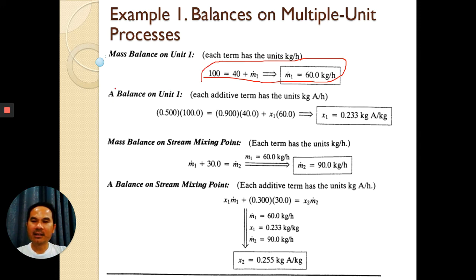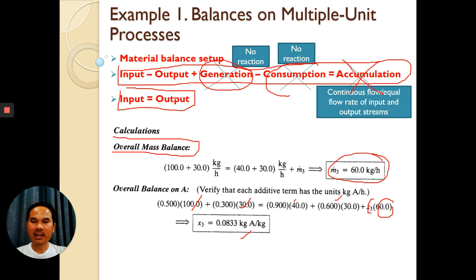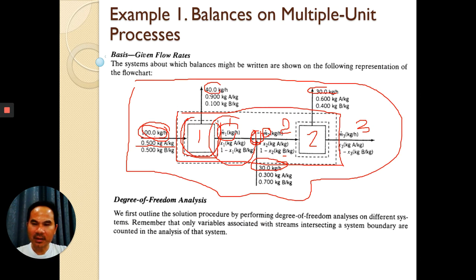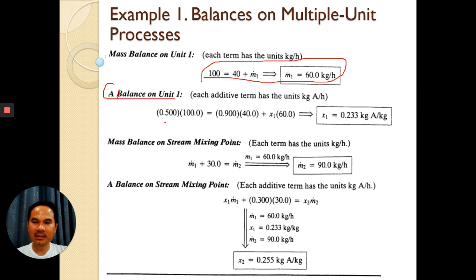And then you balance the A balance, and you can balance A or B, it's up to you. Easy to balance on A. A input, 0.5 multiplied by 100 is the A. That's right. Kilogram A per kilogram total multiplied by kilogram total per hour, you get kilogram A per hour. And output 0.9 kilogram A per kilogram multiplied by 40 kilogram per hour plus X1 multiplied by M1. You know M1, you can solve for X1.